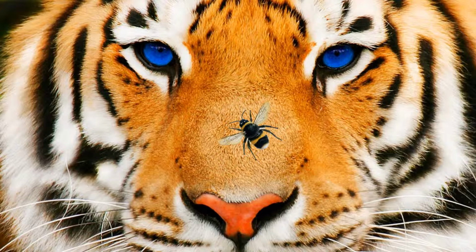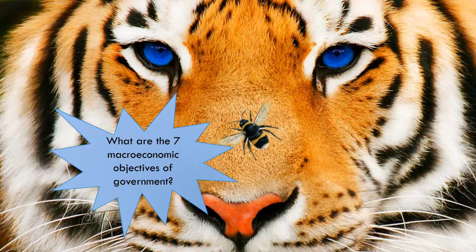So TIGERS B was an acronym we used early in the term to remember what? That's right, the macroeconomic objectives. So you might want to pause the video at this point in time and just try and remember what are the 7 main macroeconomic objectives of government.